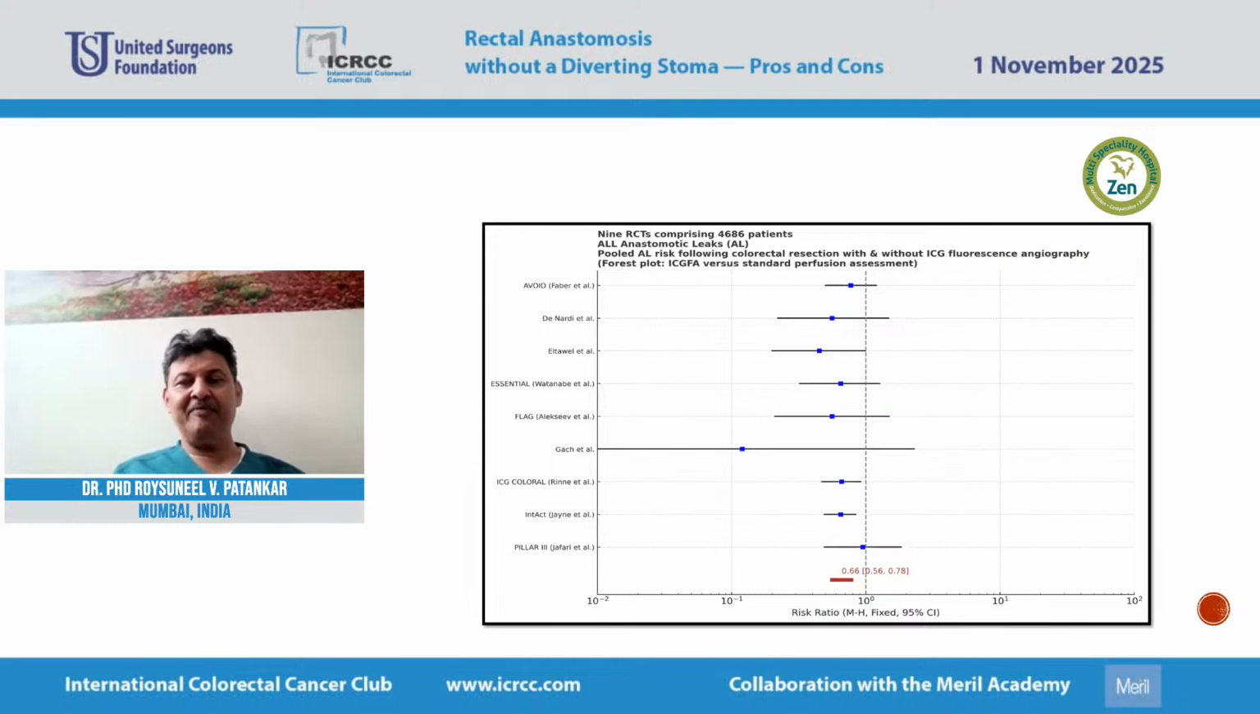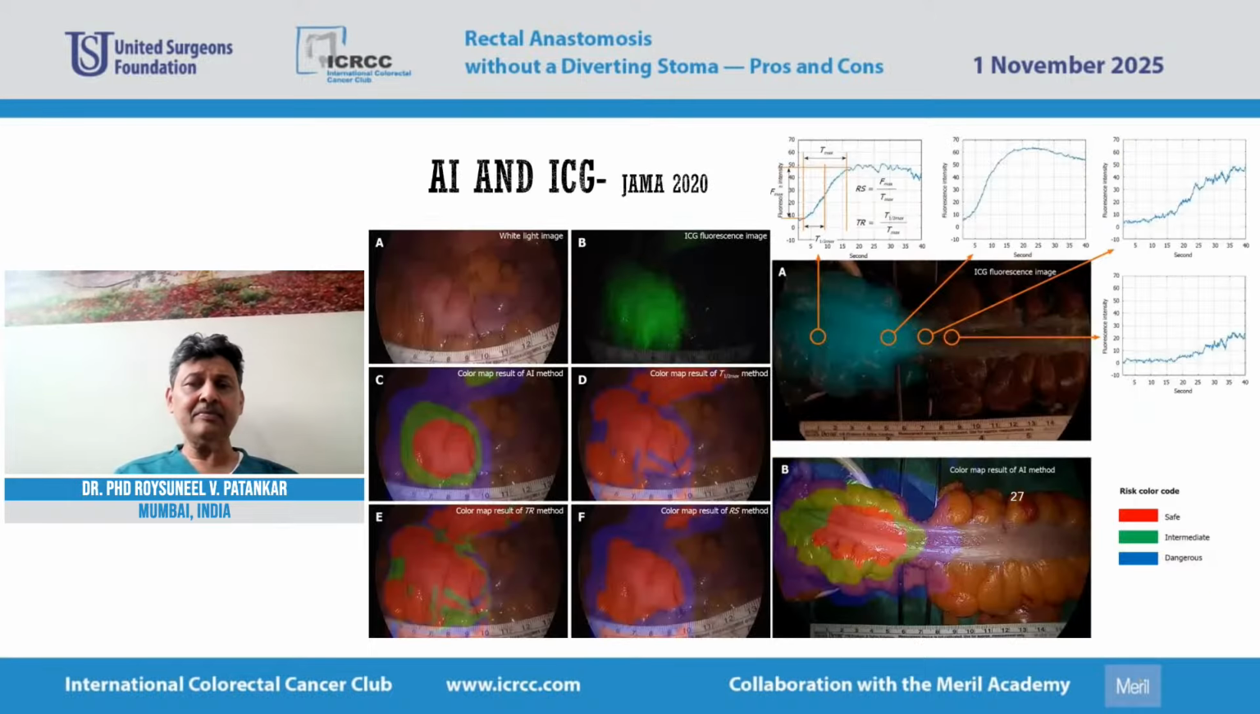And we are in the process of publishing our own data on left colonic and rectal anastomosis. This is a compiled slide looking at 9 RCTs, almost 5,000 patients, where you can see there is a significant improvement in patients with ICG.